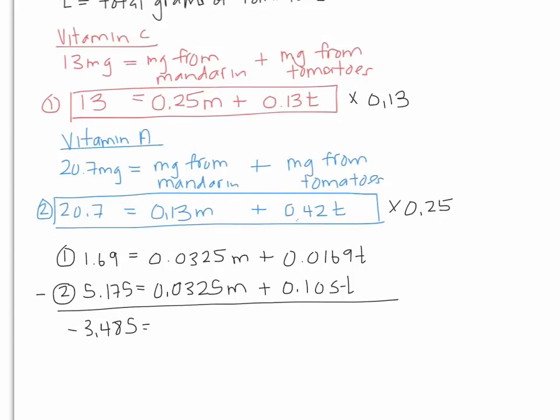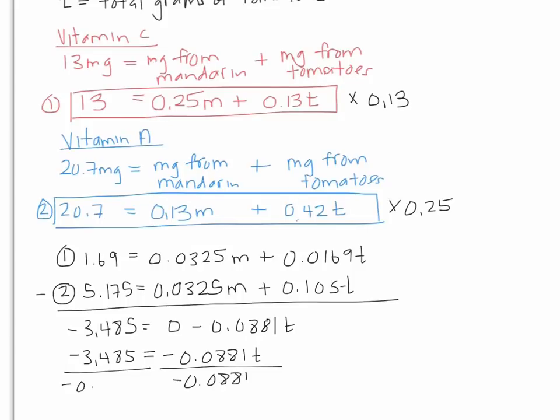We're going to subtract these two and we'll get 0, plus, then we're going to subtract these two and we get minus 0.0881t. Let's quickly isolate. So we've got negative 3.485 is equal to negative 0.0881t. Let's get that t by itself by dividing by this ugly decimal.